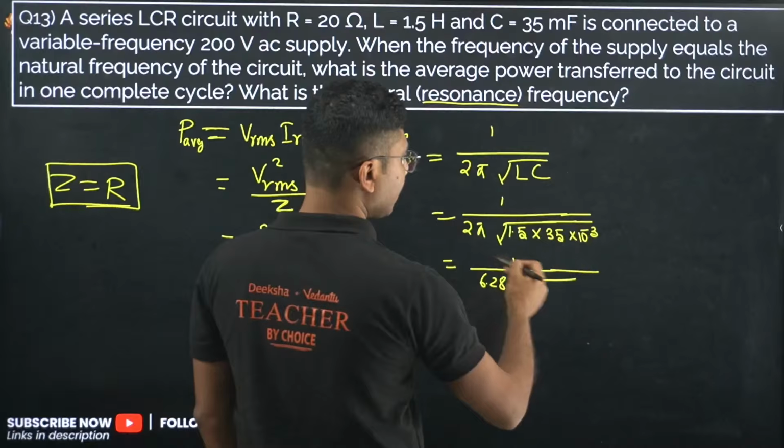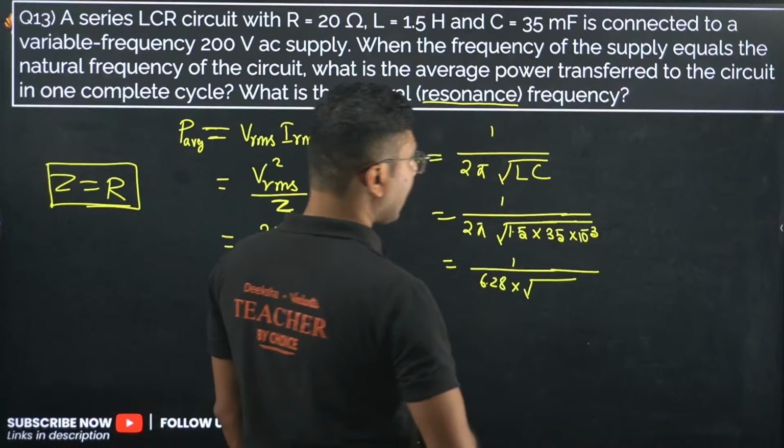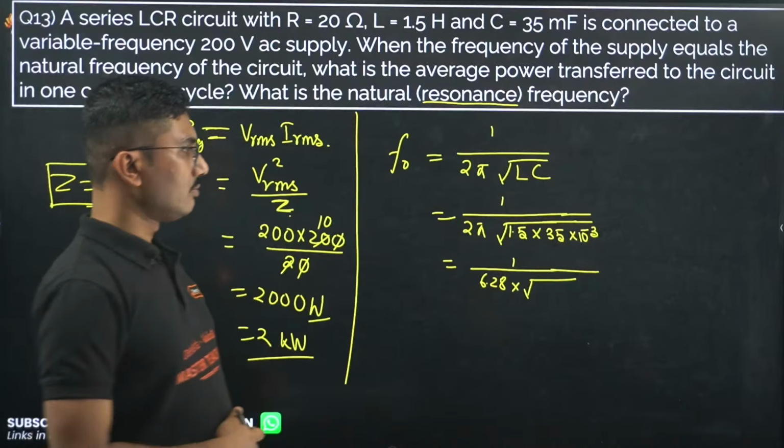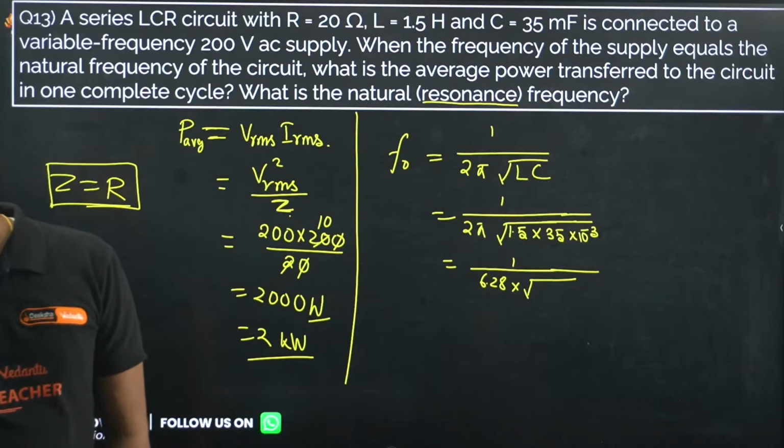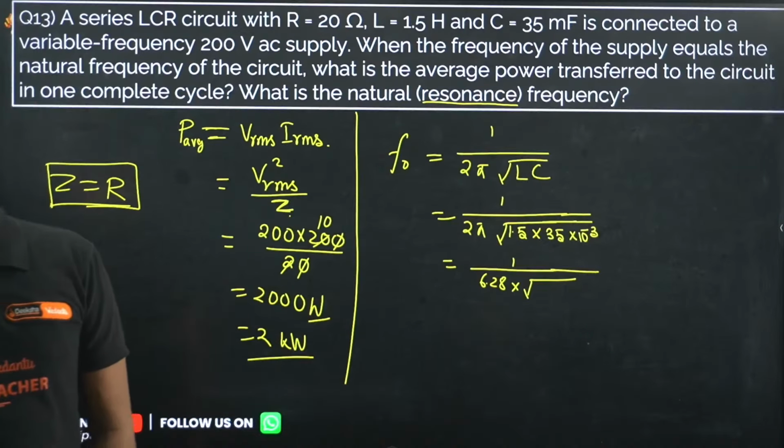Calculate this first, okay, then you calculate, simplify it, okay. P is 2000 watt, yes, correct.